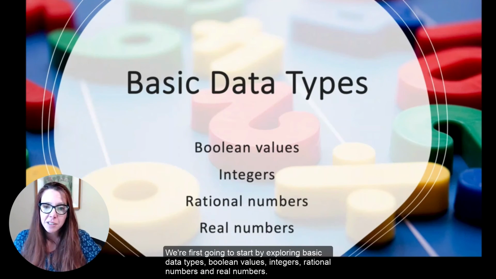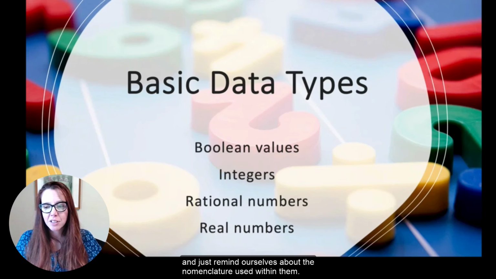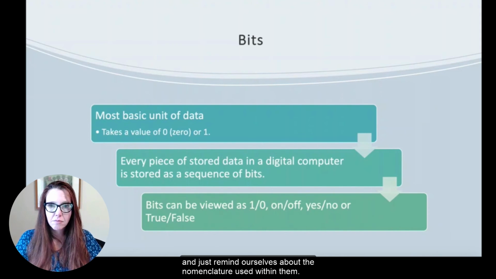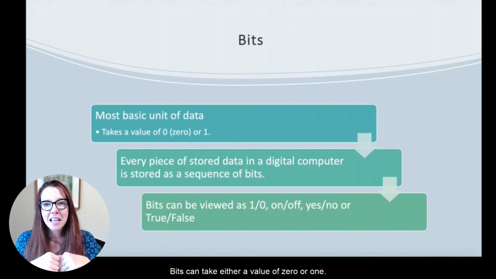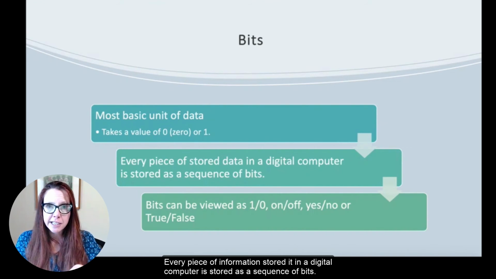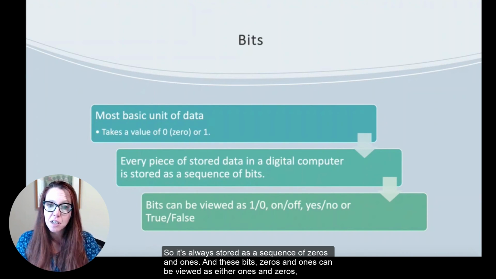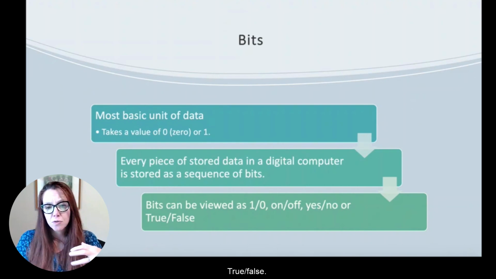We're first going to start by exploring basic data types: Boolean values, integers, rational numbers, and real numbers. And just remind ourselves about the nomenclature used within them. Let's start off with the most basic unit of data, the bit. Bits can take either a value of 0 or 1. Every piece of information stored in a digital computer is stored as a sequence of bits. So it's always stored as a sequence of zeros and ones. And these bits, zeros and ones, can be viewed as either ones and zeros, on, off, yes, no, true, false.